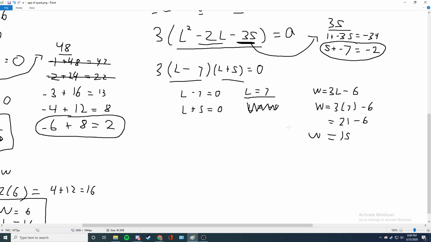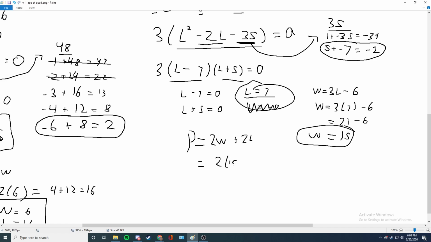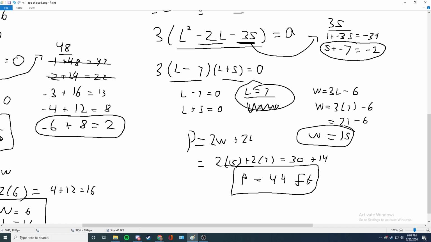So now we've got our length and we have our width, and to find the perimeter, we'll just take those and multiply them by 2 and take the sum of them, and that'll be our final step. So we'll have 2 times 15 plus 2 times 7, which is 30 plus 14, which makes the perimeter of the fencing equal to 44 feet. And that's about it for the example problems.